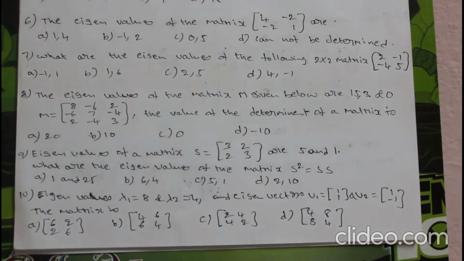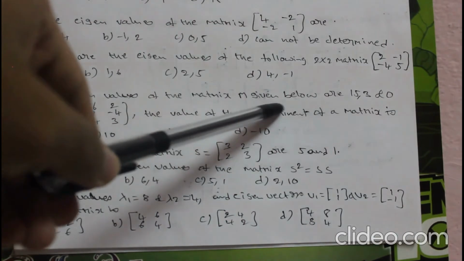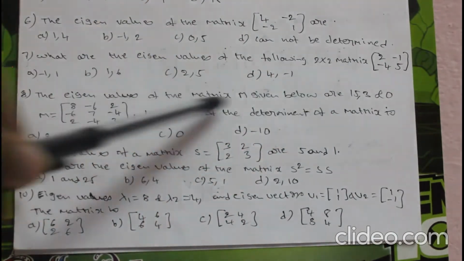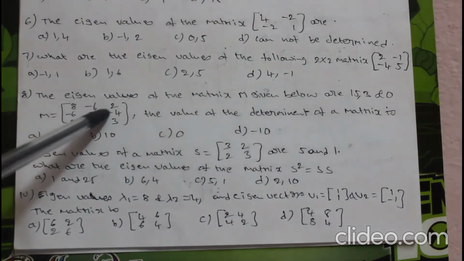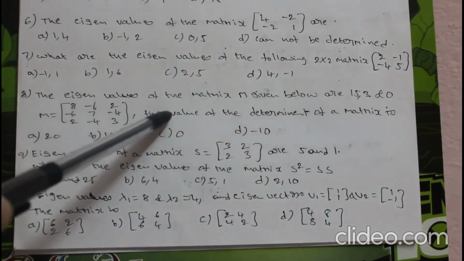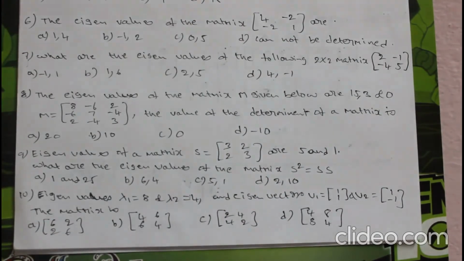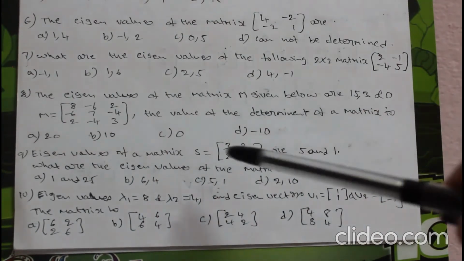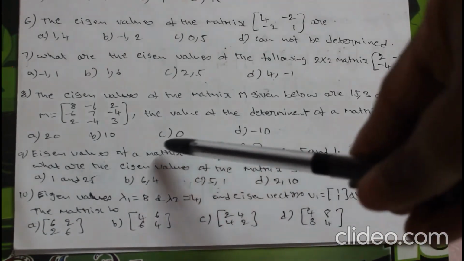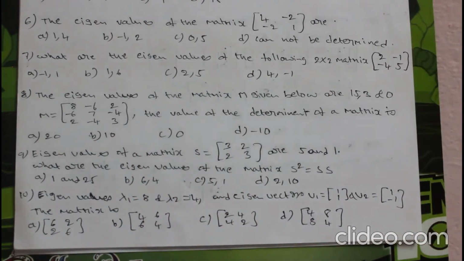Now look at question number 8. The eigenvalues of the matrix M given below are. Here eigenvalues are given: 15, 3, 0. The matrix is also given: 8, minus 6, 2, minus 6, 7, minus 4, 2, minus 4, 3. The value of the determinant of the matrix. Here they ask for the determinant. So directly, multiplication of the eigenvalues. So 15 into 3 into 0 becomes 0. That is the determinant of the matrix. So option C.